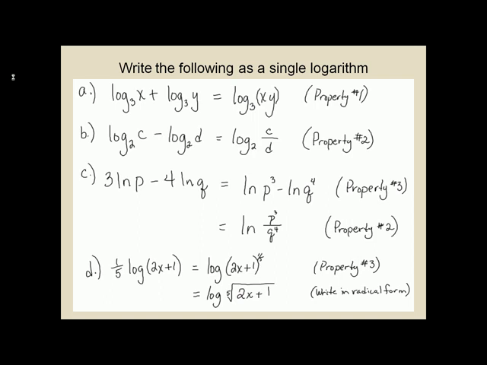Part D, I have 1/5 log of 2x plus 1. Again, I can move the 1/5 coefficient out in front back into the power position on the argument. So that's log of 2x plus 1 all to the 1/5 power. And then I can rewrite that 1/5 power back in radical form. And we typically do write it in radical form, not fraction powers, when we write it back as a single log. So putting it back in radical form, we have log of the 5th root of 2x plus 1.